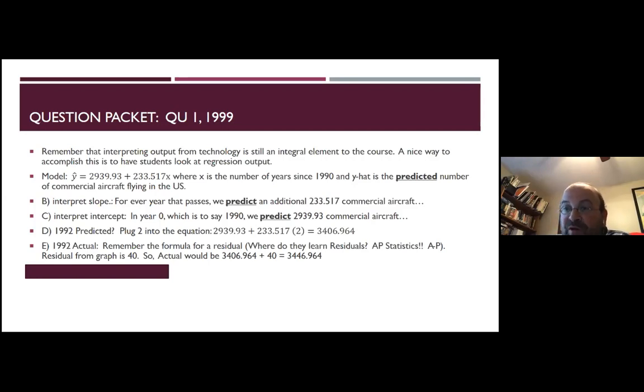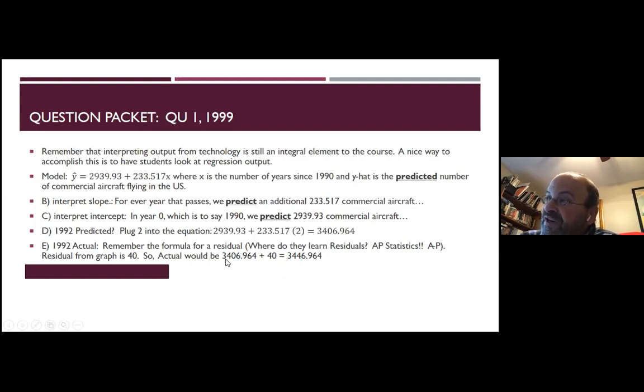So the formula for residual, every student needs to walk into this exam knowing the formula for residual. And where do we learn residual? AP statistics. And what's the formula for residual? AP, actual minus predicted. So we look at the graph. The residual for the graph is 40 for 1992. So therefore, the actual would be 3446.964.